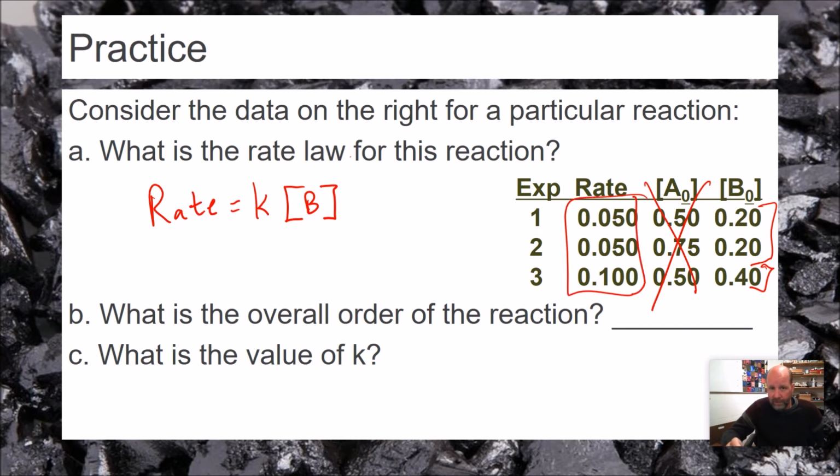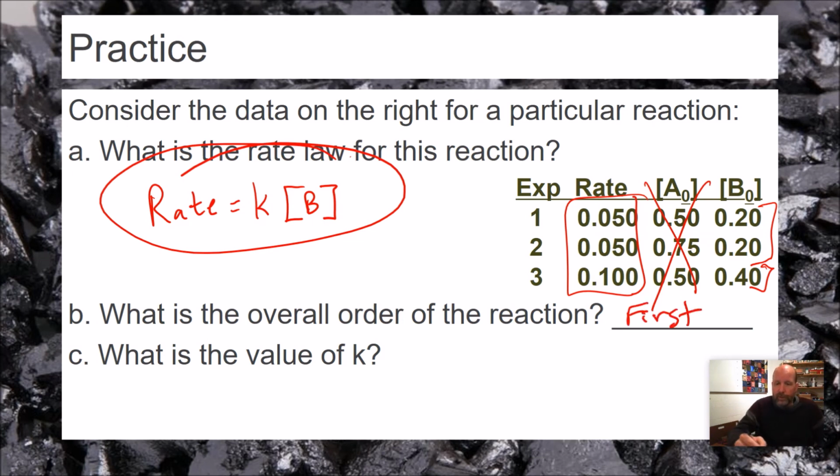We double the rate. And so that means it's B to the first. It's first order, right? If it quadrupled, it would be second order, but it doesn't quadruple, it just doubles. So you double the concentration of B, you double the rate, that's first order. So this is our rate law, we're done. This is it, that's the whole thing. The overall order of the reaction is first order. This is a first order reaction, 0 for the A and 1 for the B.